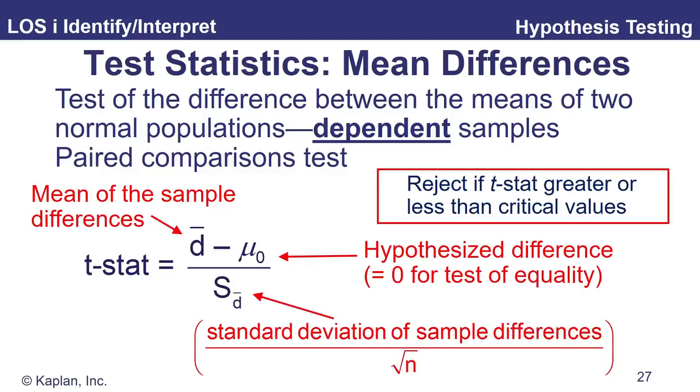We then compare that to our hypothesized value, and often we choose 0 here. Why? Because we're saying let's assume that the regulatory change has not affected the company's mean returns or price earnings ratio or whatever we're looking at. Okay. Our standard error is the standard deviation of the sample differences over the square root of n. In other words, the standard deviation of the differences in mean before and after the regulatory change over the square root of n.